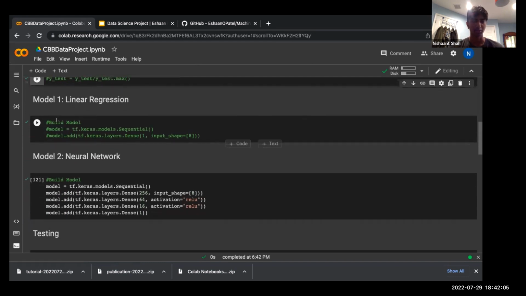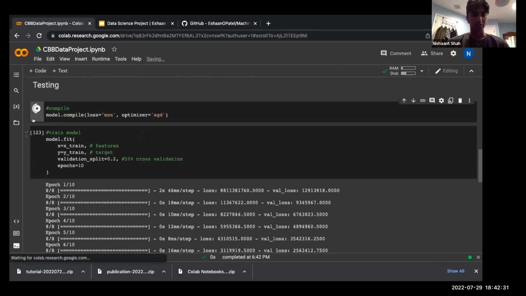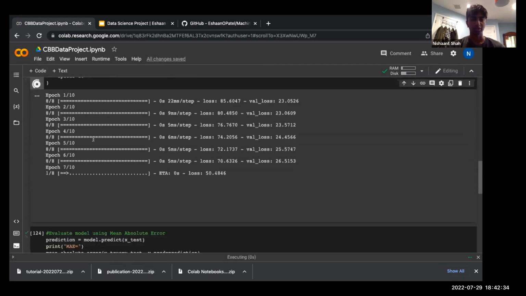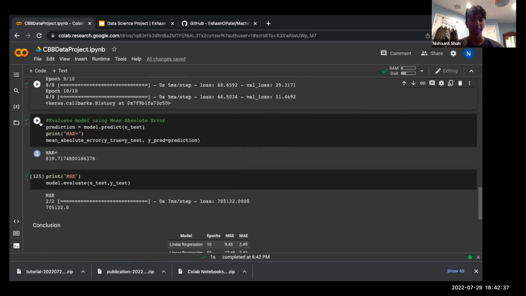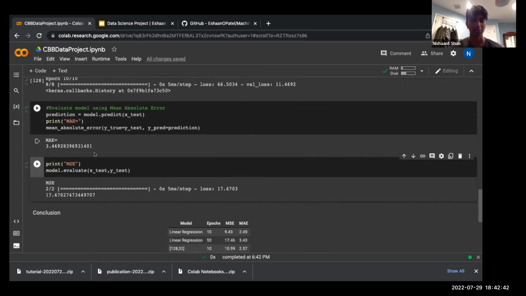The two models we had, the first one was the linear regression model, which I'll run right now. And this was the neural network model. You can see the difference between both of them, obviously, is that the neural network has more layers and more neurons, whereas this one is just a single layer with an input of eight features. This is our code, and you can see it run. And this is how we evaluated it, using both mean absolute error and mean squared error.